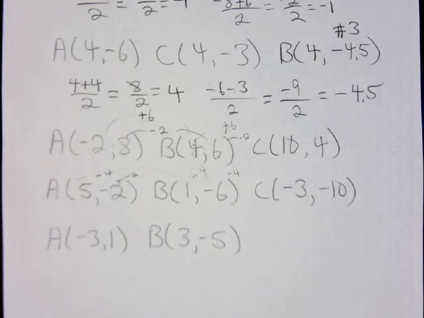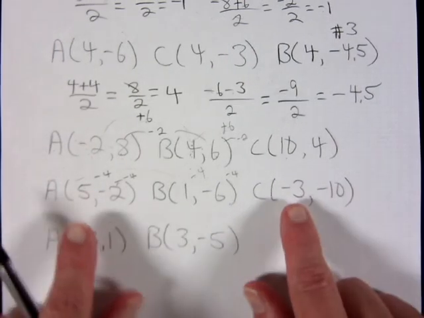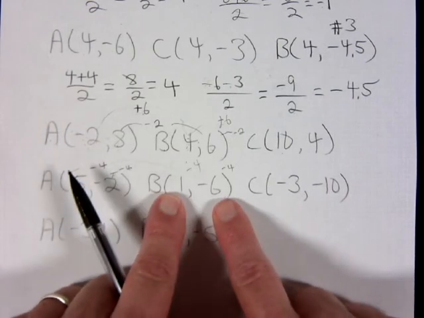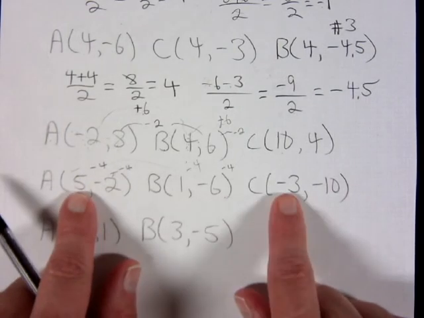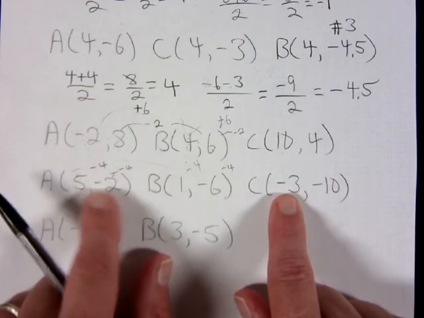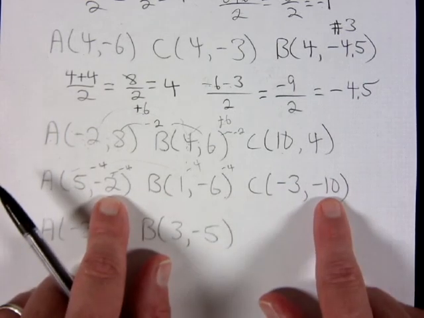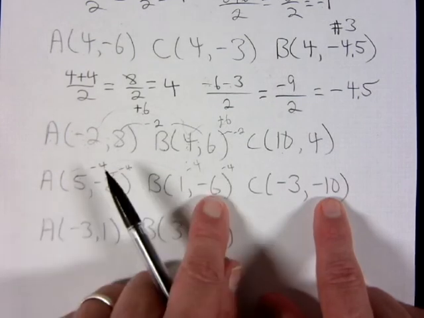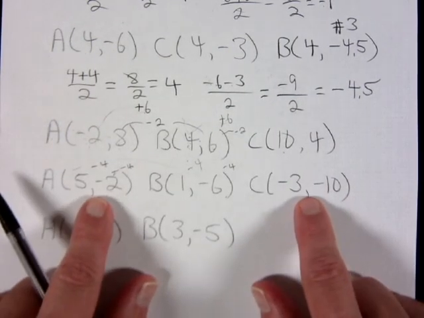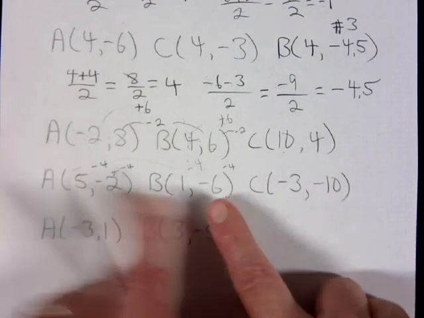And if you're not sure if you've done it right, now you can plug A and C into the midpoint formula and see if it gives you B. All right, 5 minus 3 is 2. 2 divided by 2 is 1. Negative 2 minus 10 is negative 12. Negative 12 divided by 2 is negative 6. So once you have this, if you want to know if you've done it right, plug the ends into the midpoint formula and it should give you B.